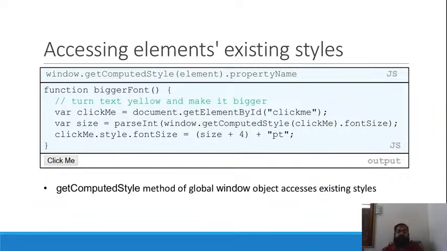Okay, so parseInt(window.getComputedStyle(clickMe)): you pass the object clickMe to the window's getComputedStyle method, then you select the font size from that, then you parse it as an integer, and then you will have the font size in the variable size. Then you can do clickMe.style.fontSize = size + 4 + "pt", which will increase the font size by 4 points over the existing font size.